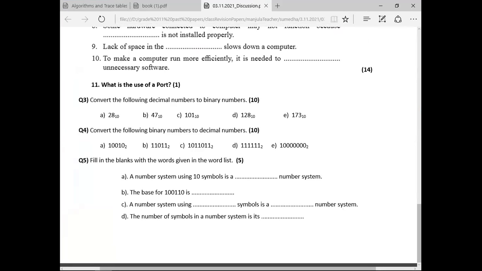Okay, just do question number 3 and 4. Yes.